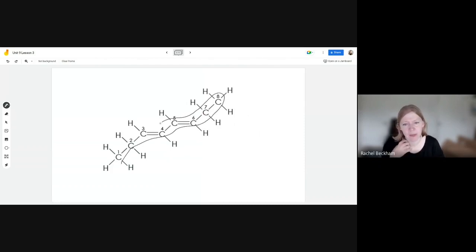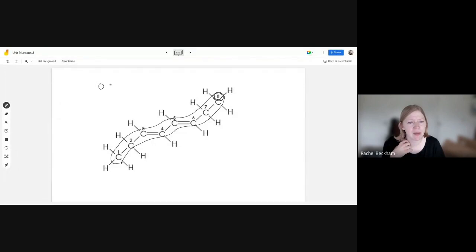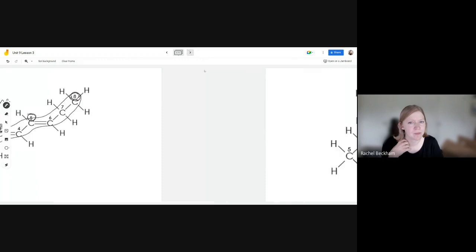Let's just circle our carbons. There are no branches here. So we need to name this. There are 8 carbons. The prefix for 8 is oct. So normally we would name this octene. But since there are 2 sets of double bonds, we're going to name it octadiene because there are 2 sets of double bonds, and then we show where they start. So one starts at carbon 3 and one starts at carbon 5. So the name will be 3,5-octadiene.